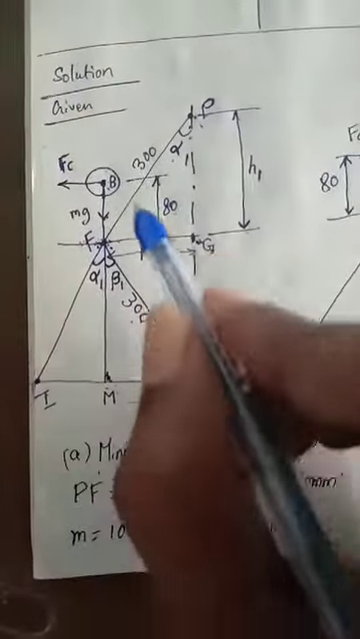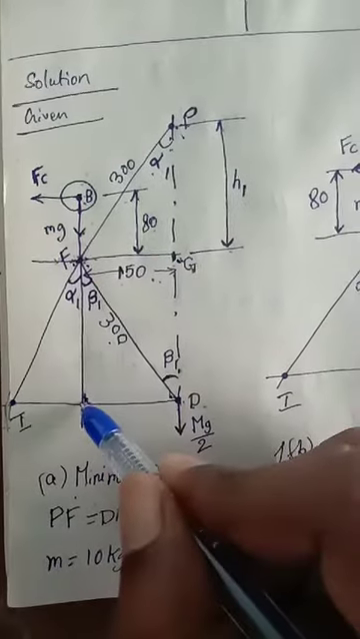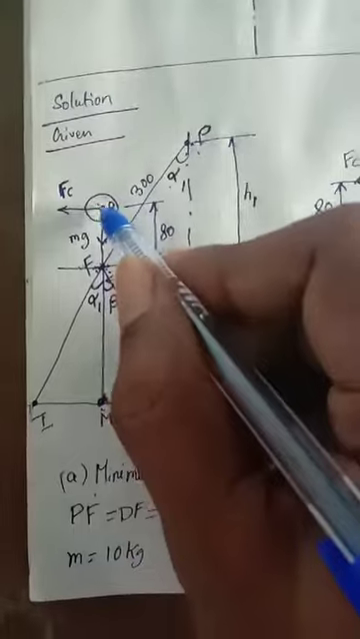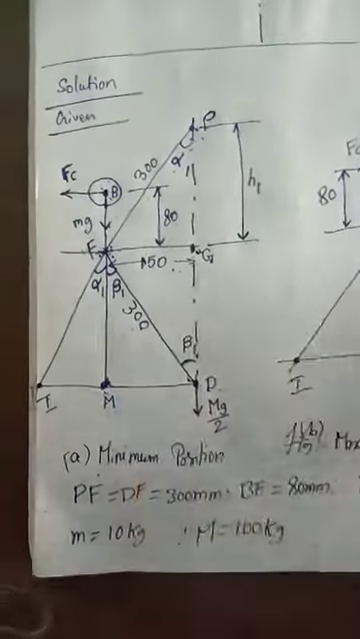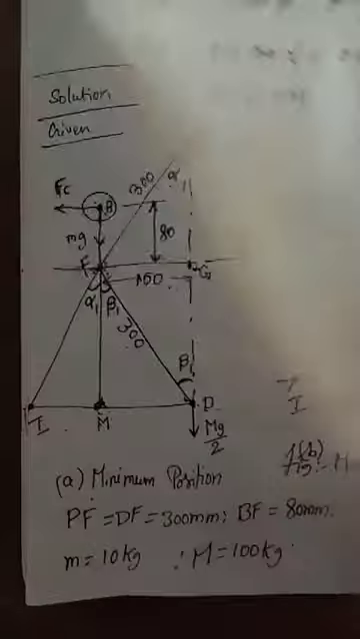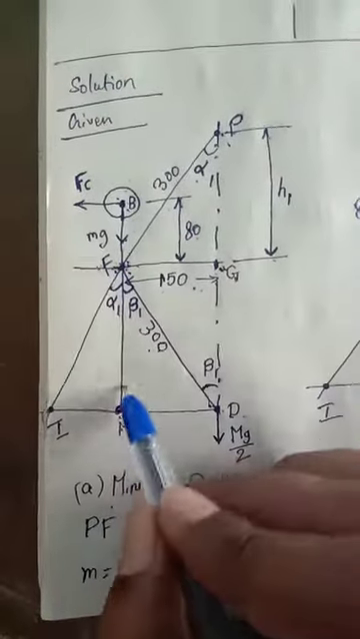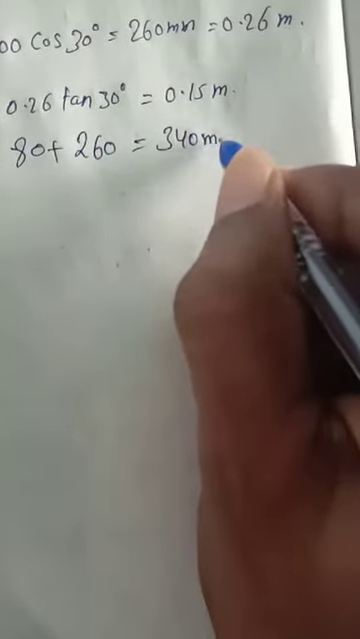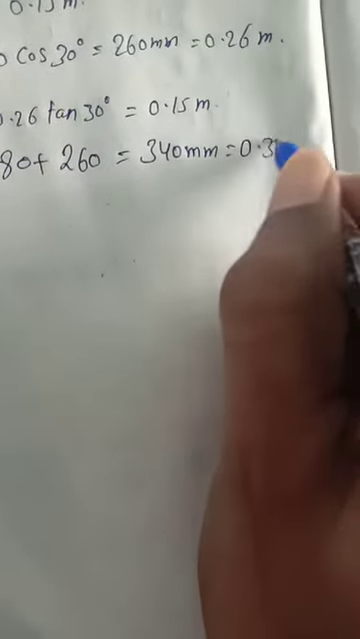So where is BM? Here to here is called BM. Here is B and here is M. So that is the meaning of BF plus FM, this plus this. Now I am going to substitute the values. 80 plus 260, then it will come 340 mm, so that is 0.34 meter.